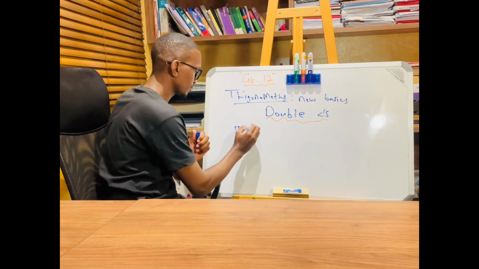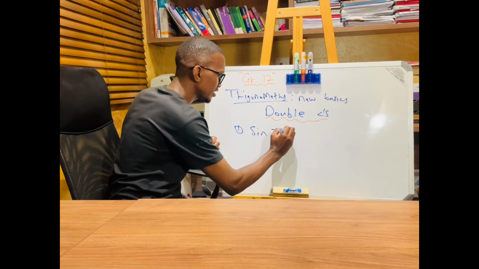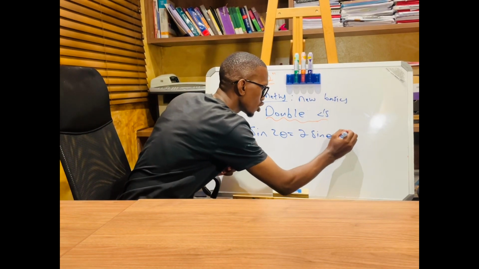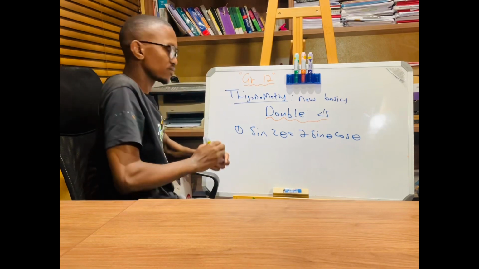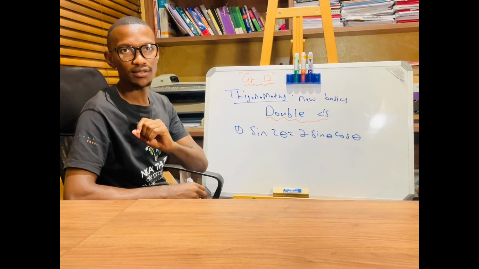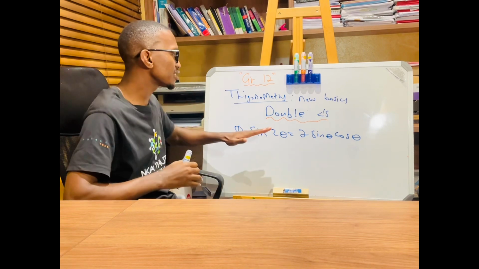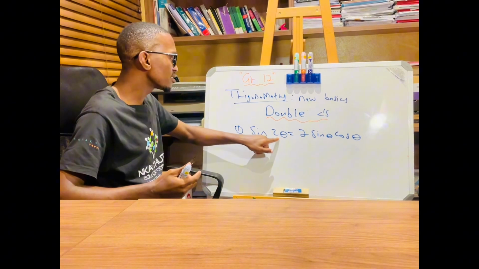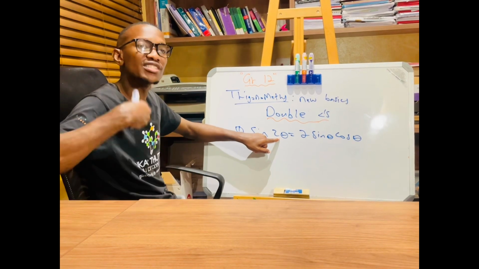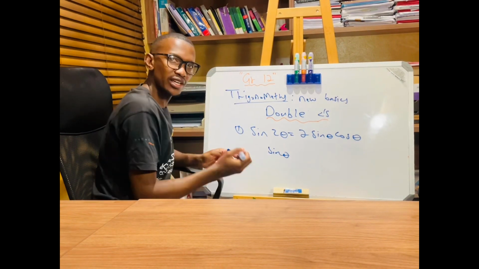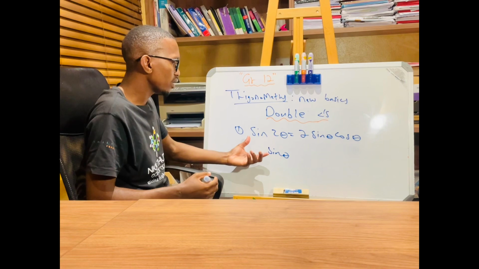Number one. Sine 2 theta equals to what? 2 sine theta cos theta. That is the first double angle of sine. We have two double angles, right? The one of cos, the one of sine. So this is the double angle of a sine. The double angle simply means that the angle becomes doubled. I know you guys are used to sine theta. You get it? So here we're actually having a double angle.